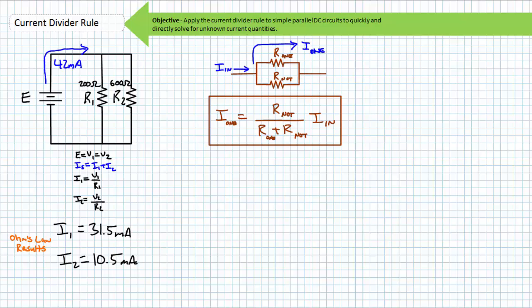Notice the subtle differences in the terminology I've employed and the diagram accompanying the formula. Use this formula, use this diagram with this formula. Any parallel combination of resistors can be described as follows. One resistor is the one you are interested in determining current through. The other resistor is the resistor you are not interested in determining current through. The CDR states that the current through the one I'm interested in is equal to the resistance of the one I'm not interested in divided by the summation of the two resistors times incoming current.